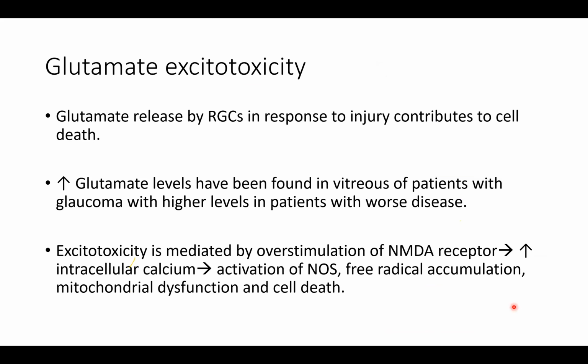And before we talk about memantine, I'll just briefly talk about the process of glutamate excitotoxicity. Glutamate is a neurotransmitter in high concentrations in the retinal ganglion cells. It's released by the retinal ganglion cells in response to injury, and high levels of glutamate have been found in the vitreous of patients with glaucoma, with higher concentrations found in those eyes that have worse disease.